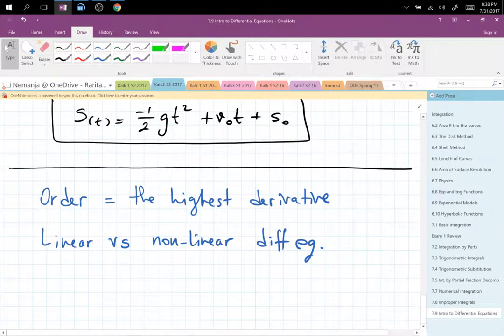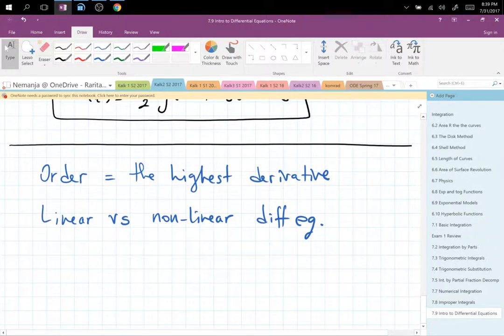Now, a linear differential equation is the one where the function is not squared or embedded in sine or e or anything like that. So if I say, let's say, y prime plus y is equal to sine x, this is a linear differential equation.